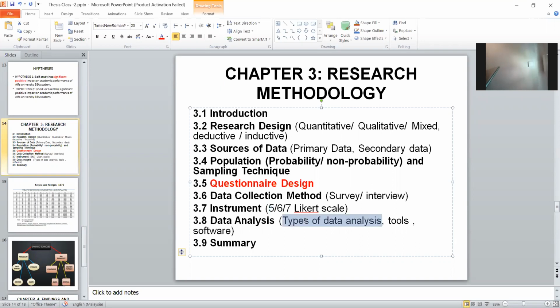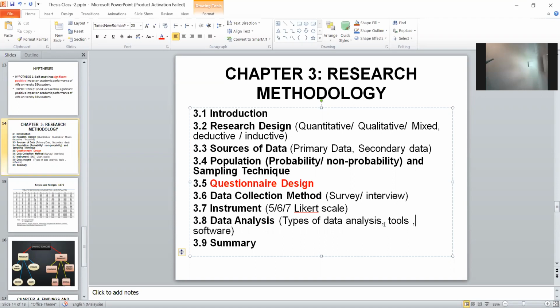In data analysis, there are multiple types of data analysis. You have to write down which types of data analysis you do, like descriptive, correlation, regression, reliability, those kinds of data analysis available. We will discuss this in chapter 4, then you will be more clear, but you have to write down here which type of analysis you will do in chapter 4.